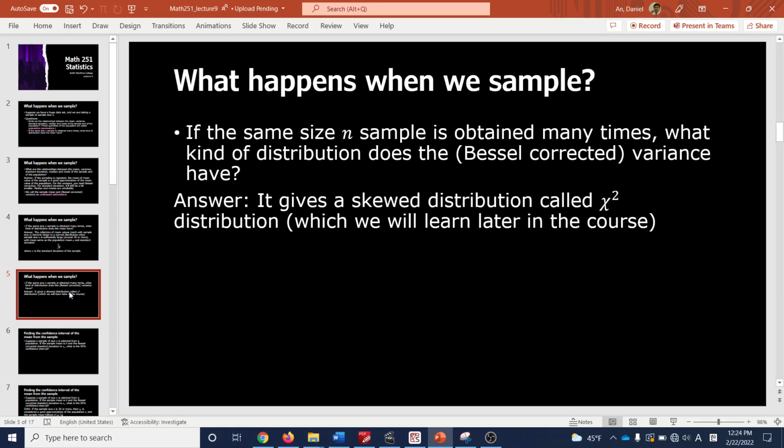We can also talk about the distribution of the Bessel corrected sample variance, or the square of the sample standard deviation. If you collect those values and look at the distribution, you get something called the chi-squared distribution. And we're going to use this much later in the course. But today, I'll just throw in the name, but I'm not going to explain anything about the chi-squared.